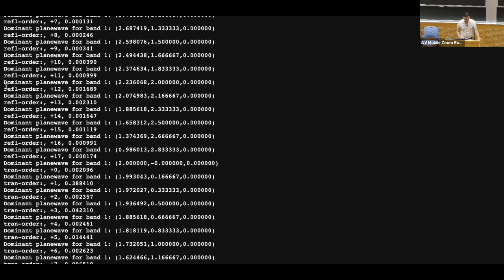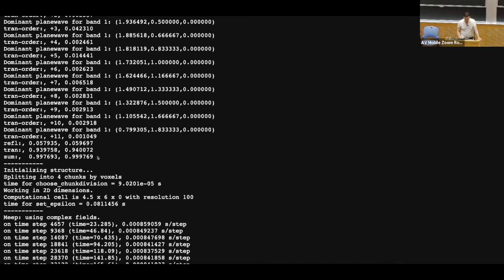Okay, so these lines show you the actual values for each of the diffraction orders separately. So this is the m is equal to 17, for example. This has a very tiny amount of power in it. And then at the very end of the run, you can see a side-by-side comparison.